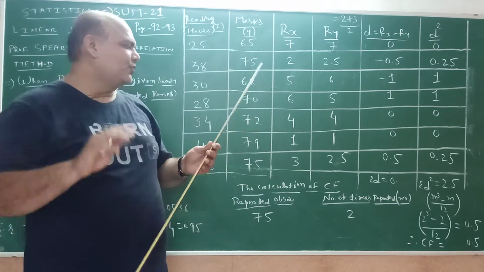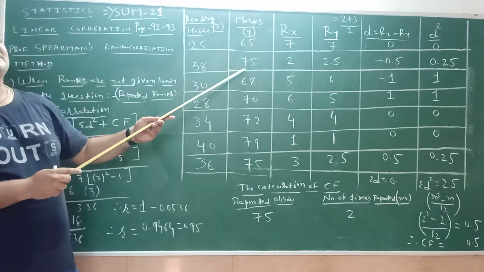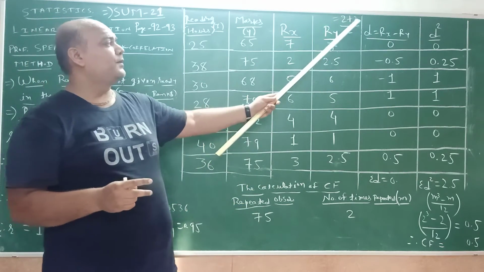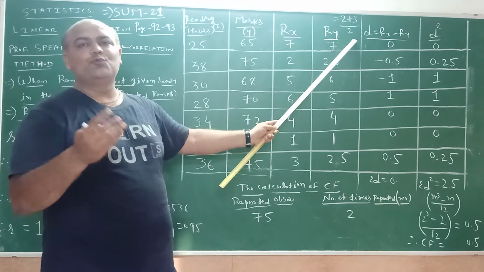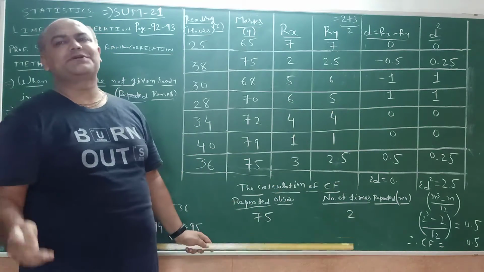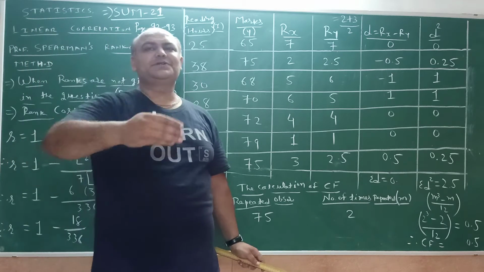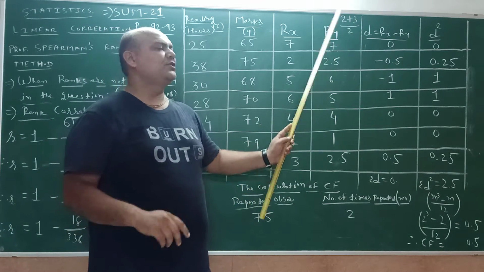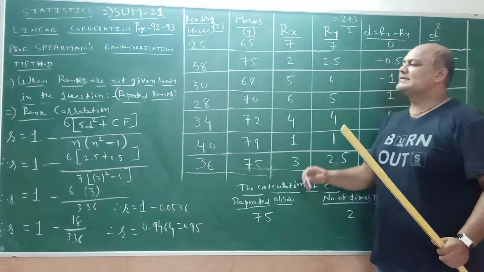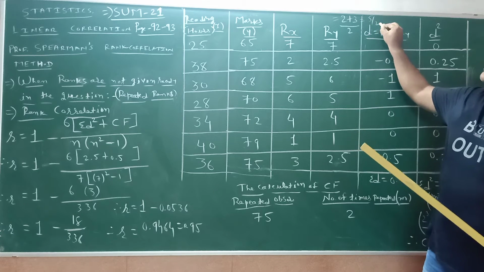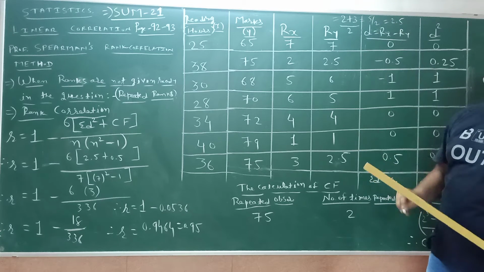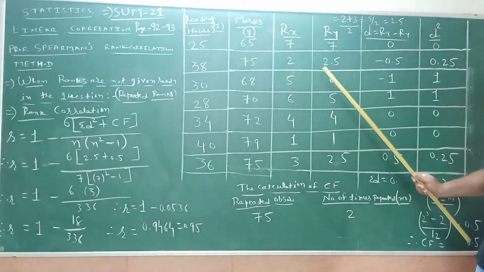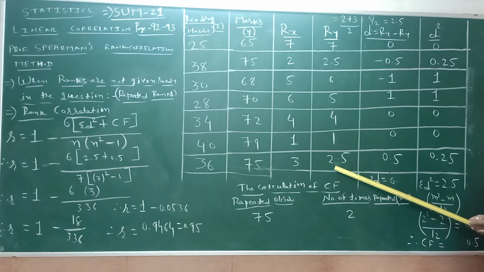Clear? So after 79, it comes 75 marks. 75 is 2 times, so 2 plus 3 divided by 2. Why 2 only, sir? Because only 2 observations are repeated. If one observation is repeated 3 times, then divide by 3. So 2 plus 3 divided by 2: 2 plus 3 means 5, and 5 divided by 2 comes 2.5. So both the 75s are provided rank 2.5 and 2.5.